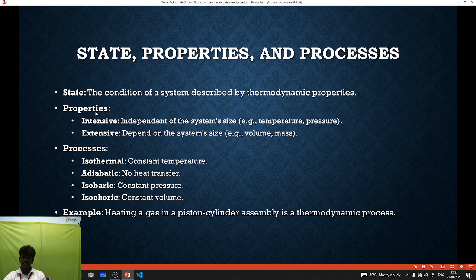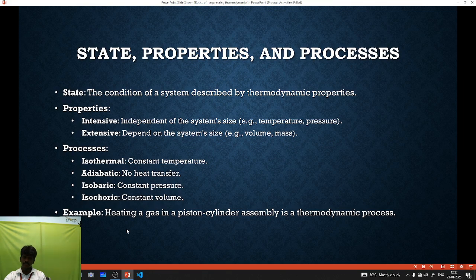Properties are classified into intensive and extensive. Intensive properties do not depend on the system size and shape. For example, temperature, pressure, density, color. These are examples of intensive properties. Extensive property means it depends on the system size. Examples: volume, mass, weight. These are the extensive properties.